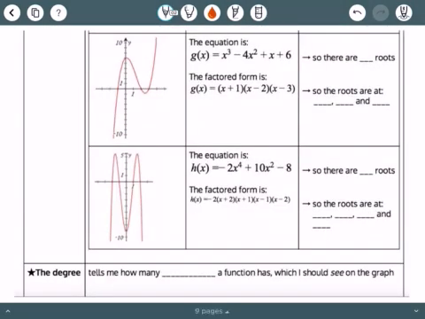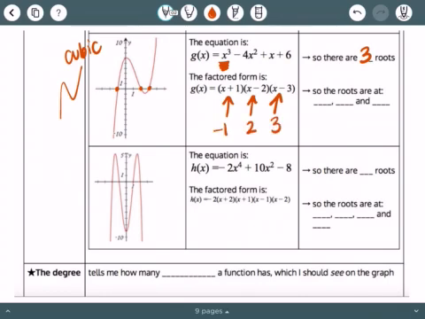With a cubic, we see this graph that looks like this. We know it's a cubic. We see in the equation that the largest exponent is 3, so there should be 3 roots. I can count on the graph 1, 2, 3 roots. We also know the factored form is here, and we can switch those signs to say -1, +2, +3. We see that on the graph at -1, +2, and +3. So I know the roots are at -1, +2, +3. Pretty cool for a cubic.